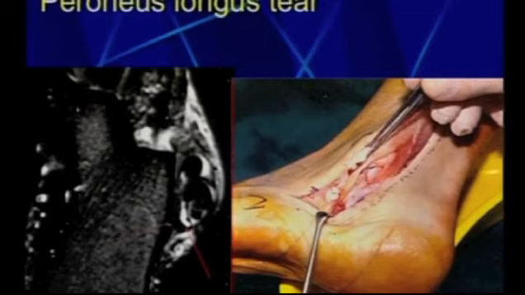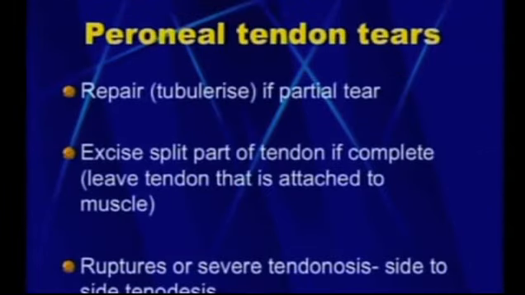So if you look here, you can see that there's a tear in the peroneus longus. You can see that on the MRI scan. It actually looks as if there's 3 tendons there rather than 2 tendons. So in general, if it's a partial tear, then you can tubularize the tendon and you can repair the tendon, and they do very well. If it's split, then generally I will excise one part of the split tendon and then tubularize the remainder of it. Which bit do you take out? I tend to take out the bit that is either the less damaged or the one that is still attached to the muscle. Okay, so if you've got 2 bits that look the same, take out the one that's not actually attached to the muscle.